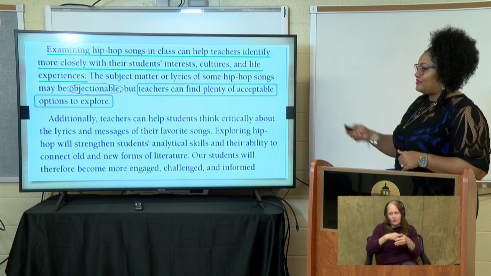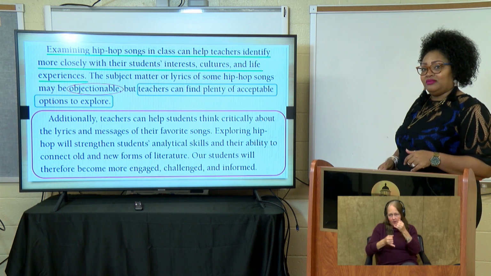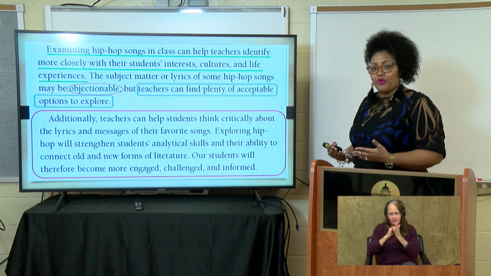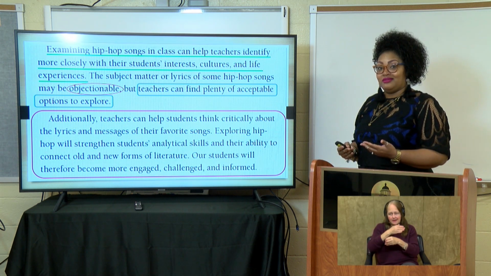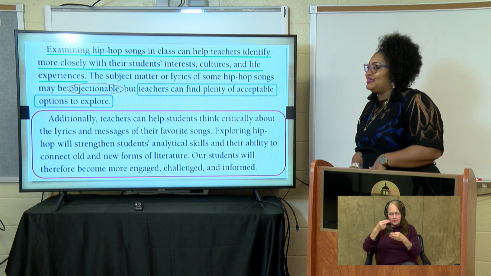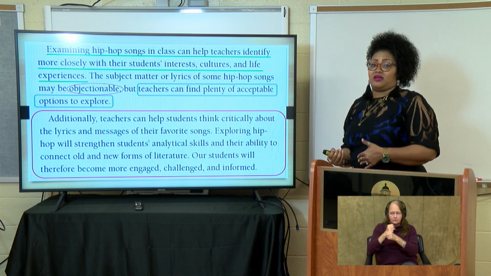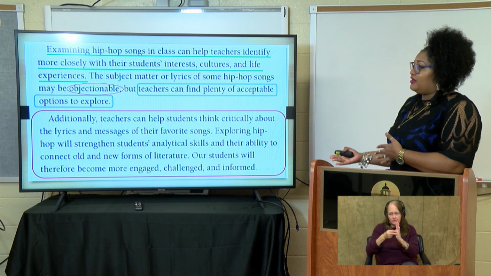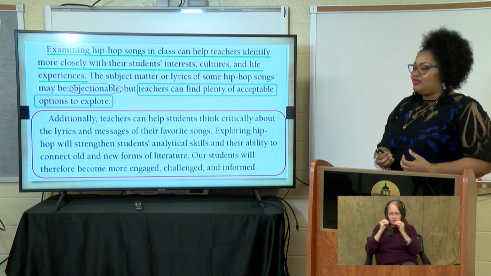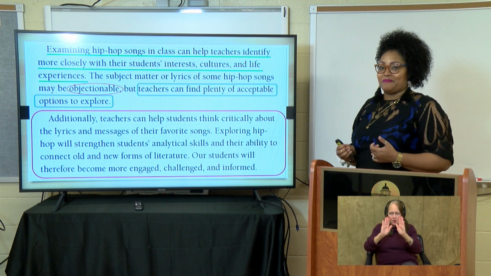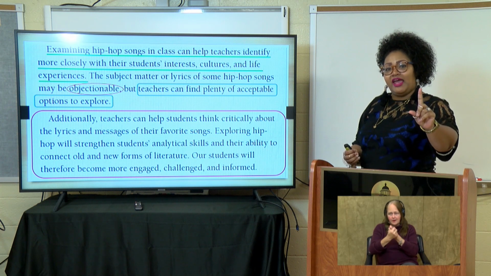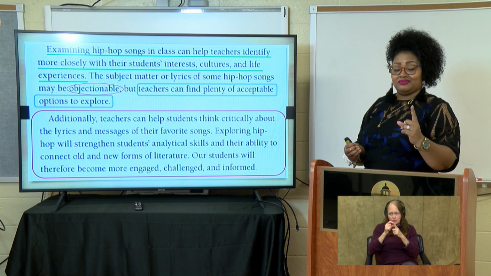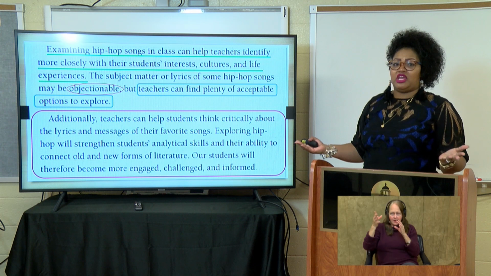Now, this last paragraph, this is our summary. This is your conclusion. Hint, that is what a conclusion is. It is a summary of the entire text. So she goes in here and she states additionally, that is an awesome transition word. She's letting you know I have more to say, but yet I'm wrapping it up. So adding to everything I've already stated, all of my reasons, additionally, teachers can help students think critically about those lyrics.